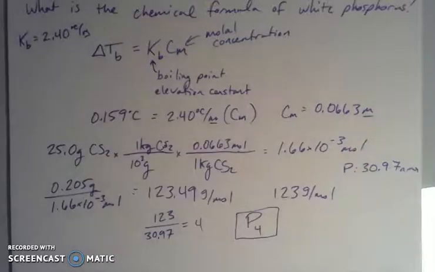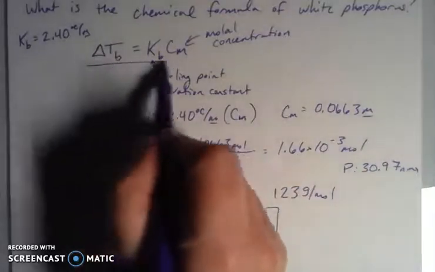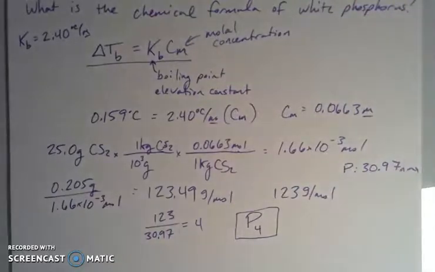So these boiling point and freezing point expressions, again, are pretty straightforward, right? We're just looking at the change in the temperature. It's related by a constant and that molal concentration. So if you can get to that molality, then you can figure out how much you're going to be tweaking that boiling point or freezing point.